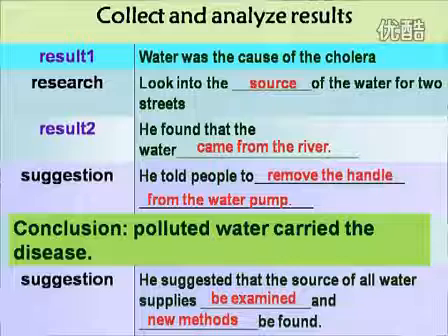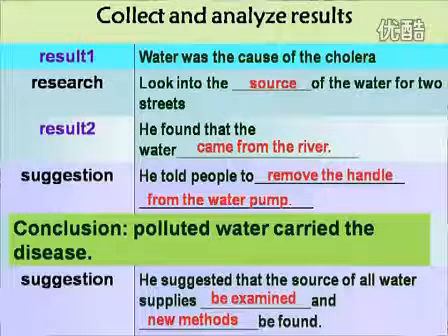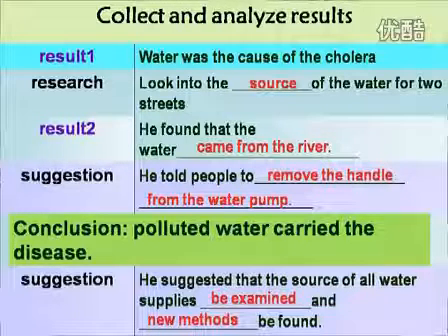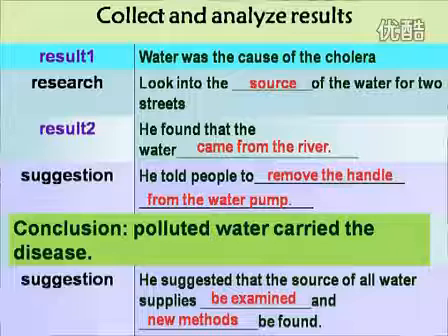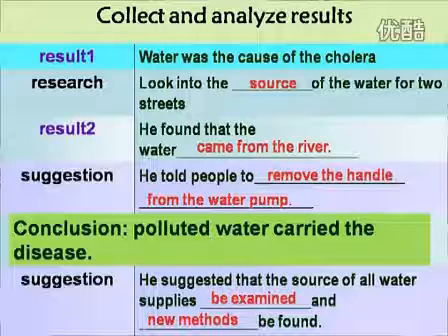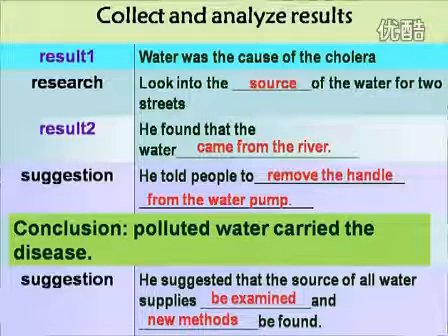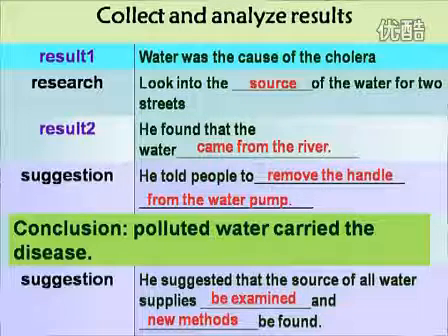Now suggesting, he told people to remove the handle from the water pump. Remove the handle from the water pump. Okay, that is a suggestion of ways to solve this problem. Now, result 3. He found 2 other deaths in another part of London. Conclusion: polluted water caused the disease. 最后的结论是污水带来了疾病。Now, he suggested that the source of the water supplies be examined and new methods be found.